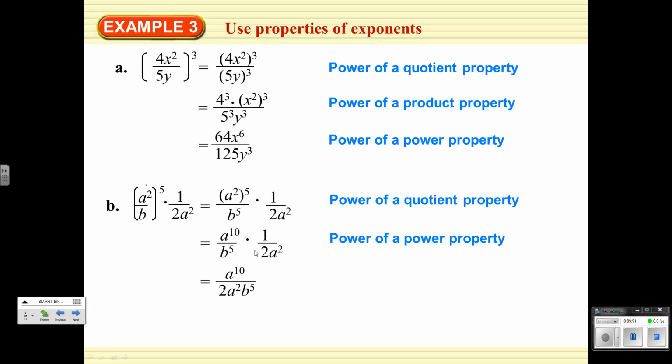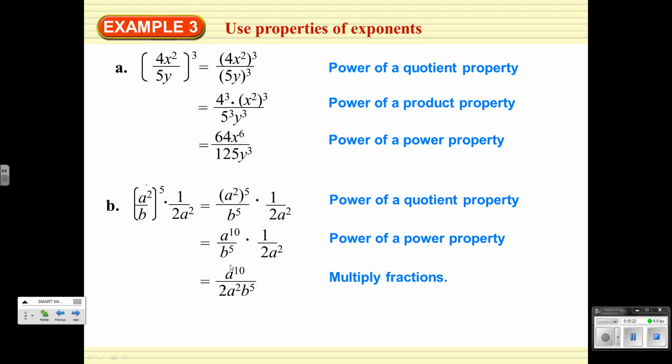And then right here, all I'm doing is multiplying or simplifying. A to the 10th times 1 is just a to the 10th. b to the 5th times 2a squared. Well, my 2 comes out front because coefficients always need to come first. Real numbers need to come first. So the 2 is listed first, and then my a squared, and then my b to the 5th. That's just alphabetical preference, I suppose. Okay, now that's just simplifying.